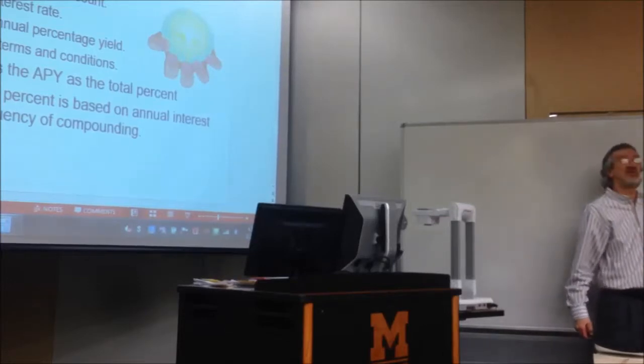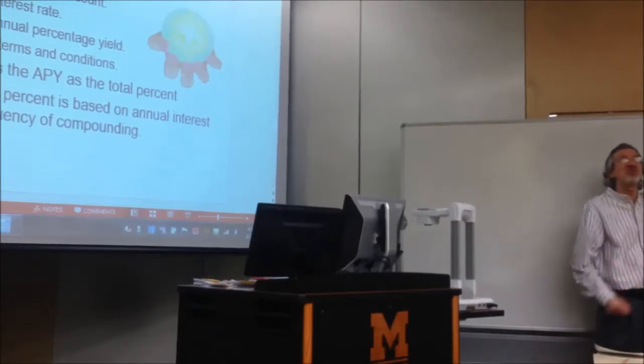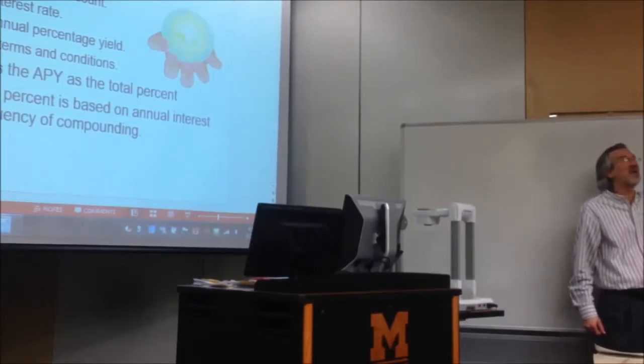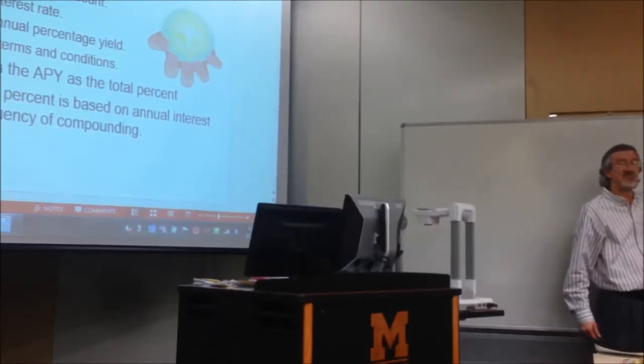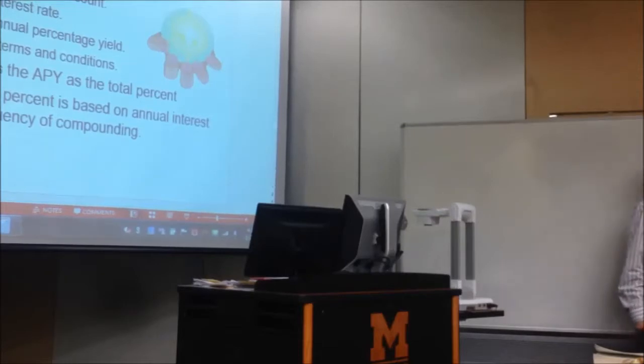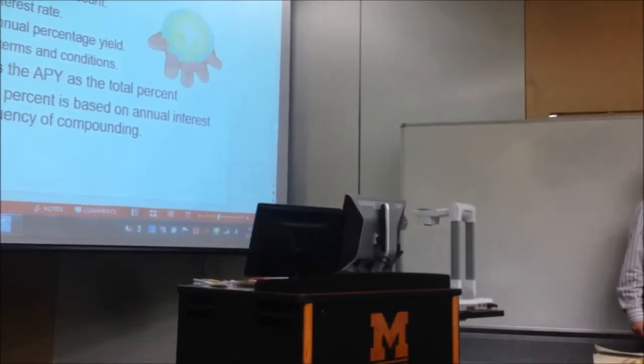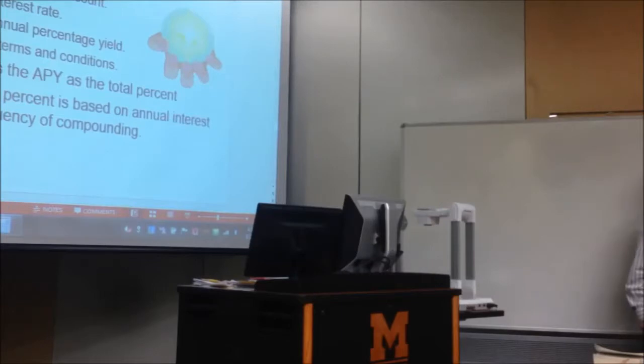Annual percentage yield is what the Y is. Annual percentage yield is always used when talking about investing, making a return on your investment. This one, APR, which we're going to talk about a lot in chapter 5, annual percentage rate, is always used when talking about borrowing money, loans. So the Y is making money from investing, the R is paying money from borrowing.